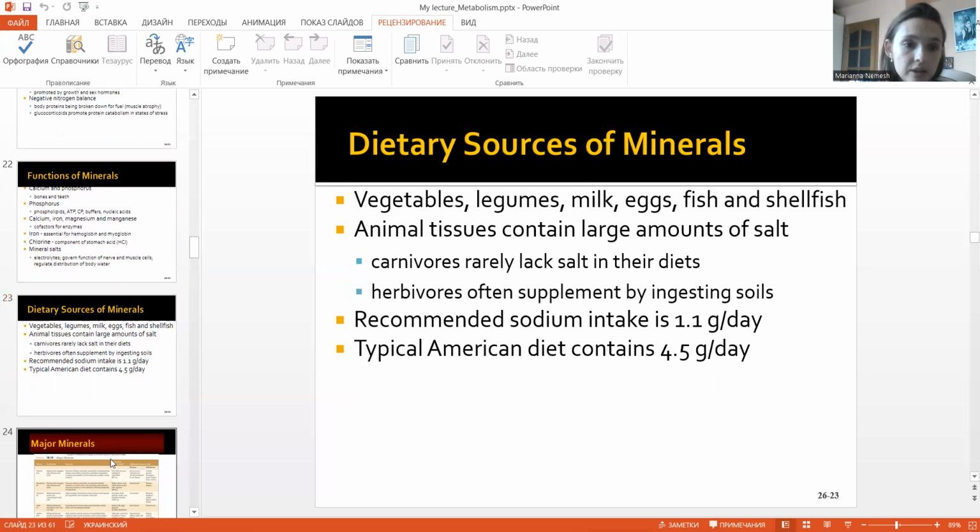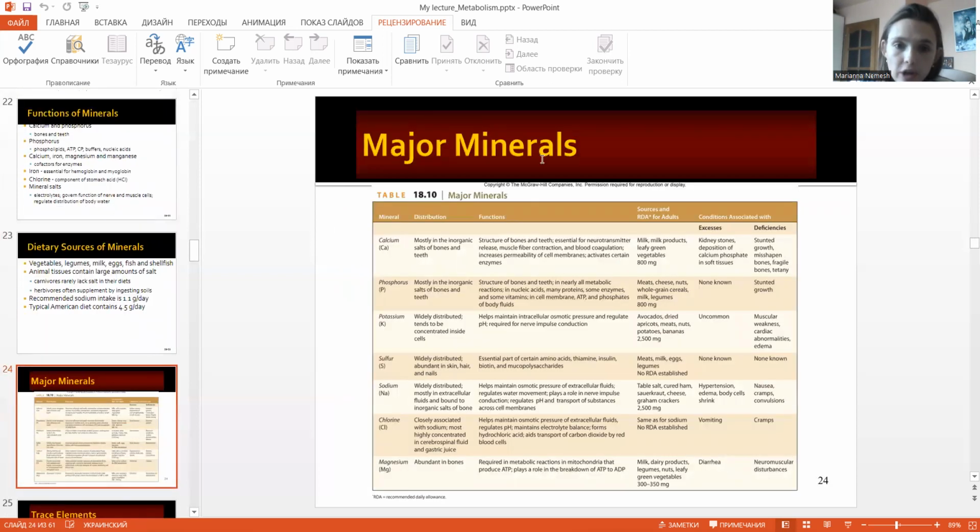Okay, so the minerals are presented here. Also, you could see their function, recommended dosage, and what kind of deficiencies they could lead to.